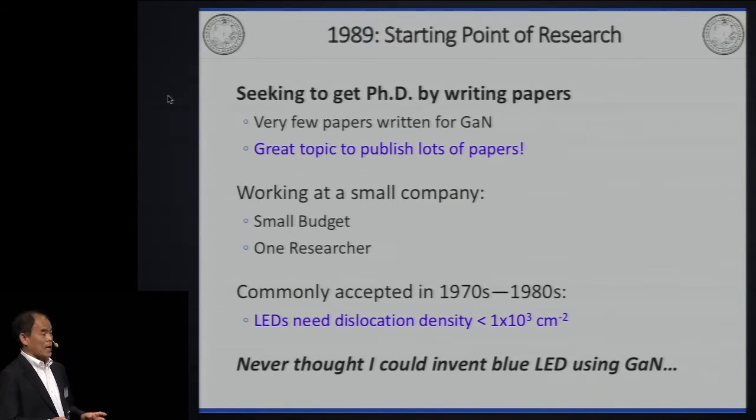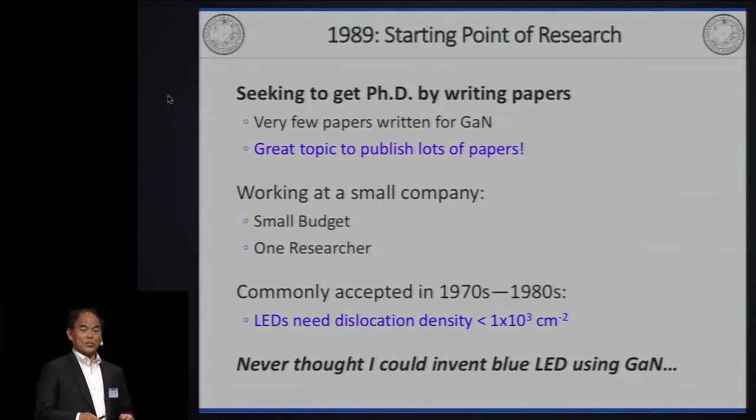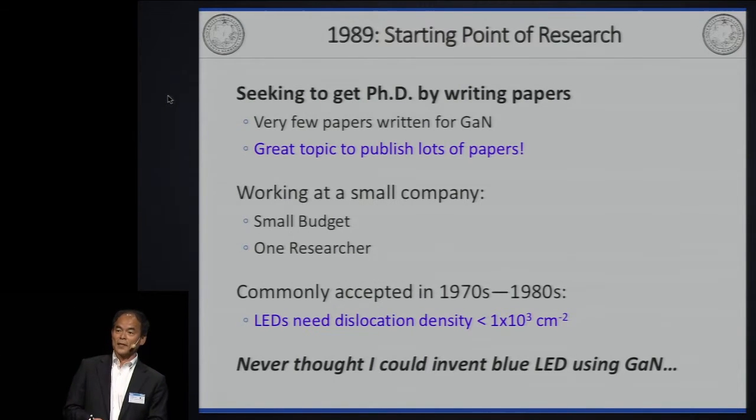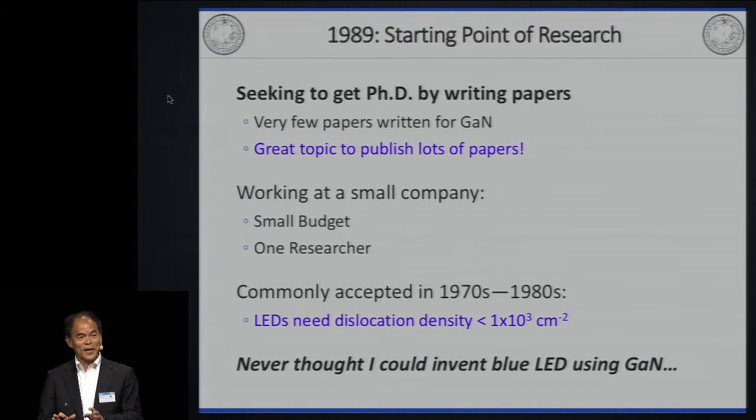So at that time, I was already working for a company. So in my case, which one is better to publish papers? Zinc selenide or gallium nitride? Zinc selenide means tons of papers. Gallium nitride basically has few papers. So I expected, if I select gallium nitride, it's easy to publish a paper. Any result, I can publish a paper. With zinc selenide, almost impossible, because there are many papers of all kinds. So I selected gallium nitride, but I never thought I could invent the blue LED, never, zero.